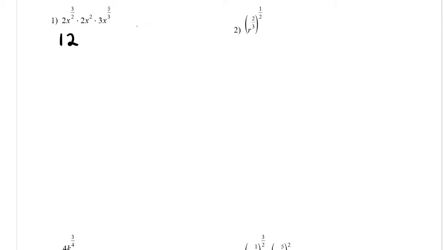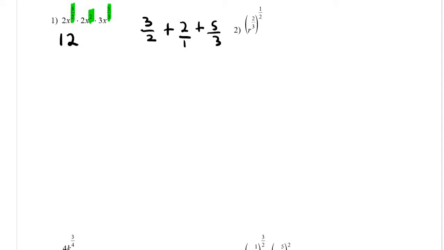We're going to add all the exponents together. So the first exponent is 3 over 2. We're going to add 3 over 2 to 2 and then to 5/3. Now, it's better to give the whole number a denominator also, so I put 1. Now, this is a simple fraction addition, okay?